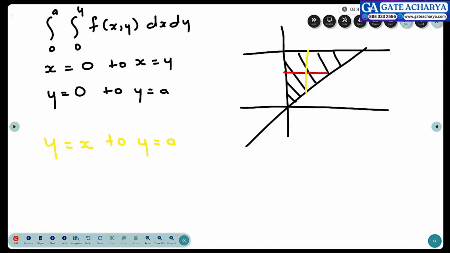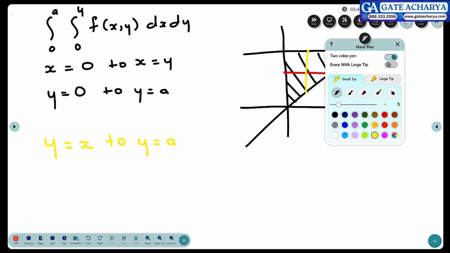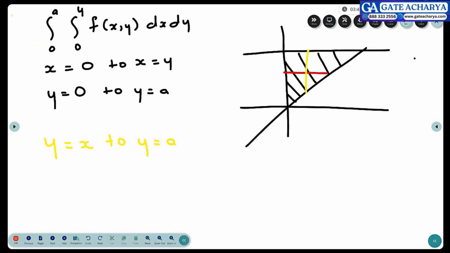Now, what is the outer limit? What did I say regarding the outer limit? Sweep the strip. If I sweep the strip from left to right, because horizontal lowest value is left, highest value is right. So if I sweep at left, what is the point? 0. If I come here, what is this? A comma A. This is X equal to A. So the outer limit is X is equal to 0 to X equal to A.